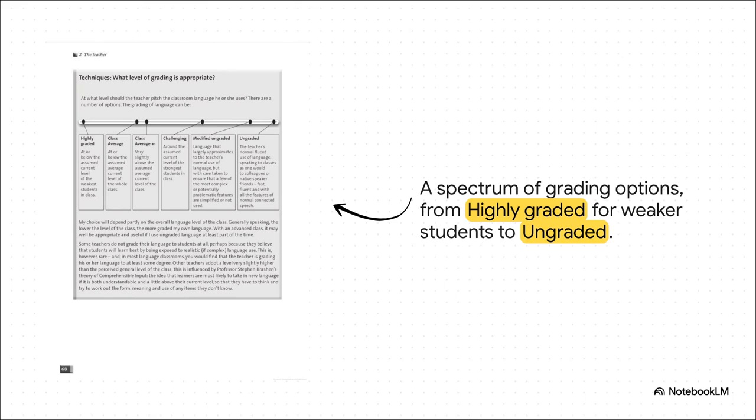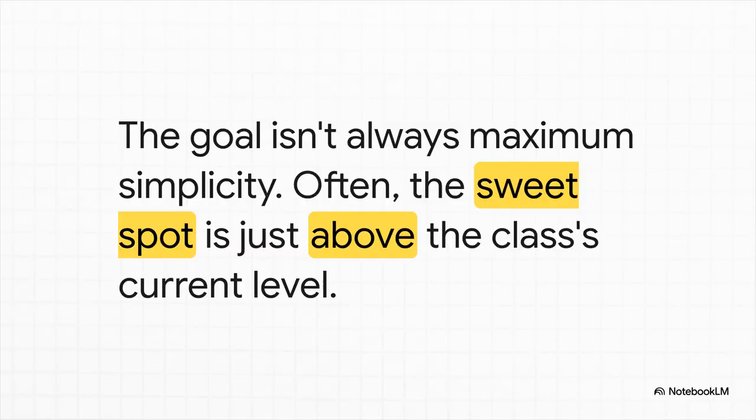Well, the source material gives us this handy spectrum to think about. Way over on one end, you've got highly graded language for your weakest students. All the way on the other end is ungraded. That's how you talk to a friend. And in the middle, you have these other levels, like aiming for the class average or even being a little challenging. And here's the crucial insight. The goal is not always to be as simple as you possibly can be. For real learning to happen, you've got to find the sweet spot. And more often than not, that sweet spot is just a little bit above where your students are right now.